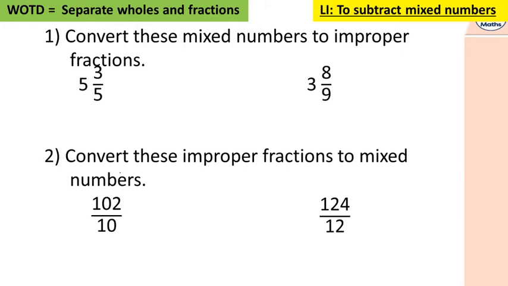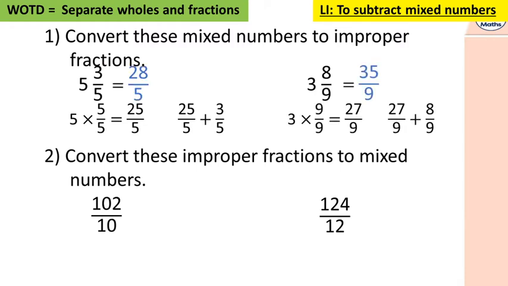Right, so the first one, 5 3/5. So we times our whole by the bottom number because we've got 5 lots of 5/5. So that's 25/5 in 5 wholes. And then you add the 3/5 that are left. So 25/5 and 3/5 is 28/5.